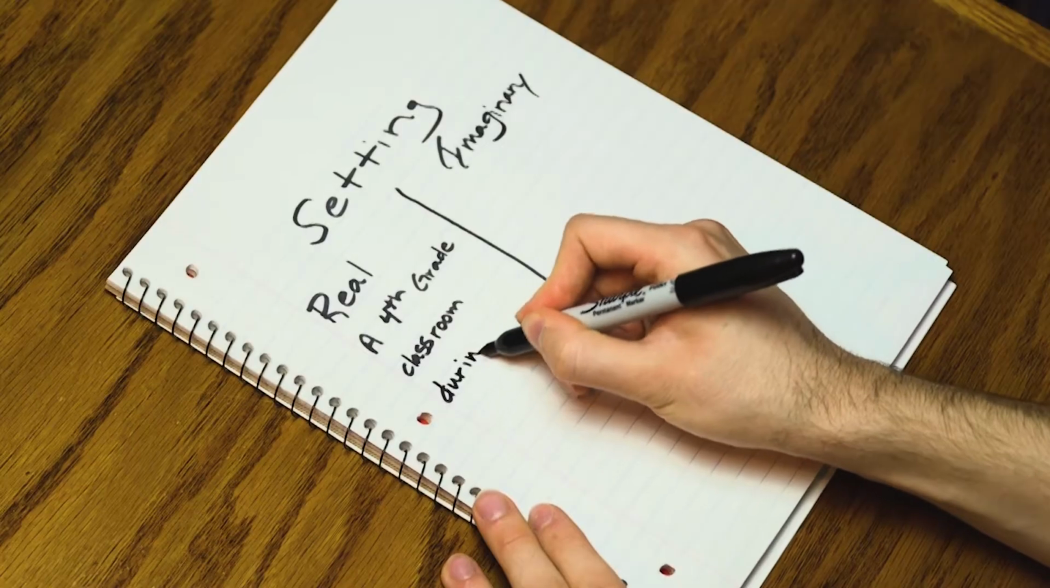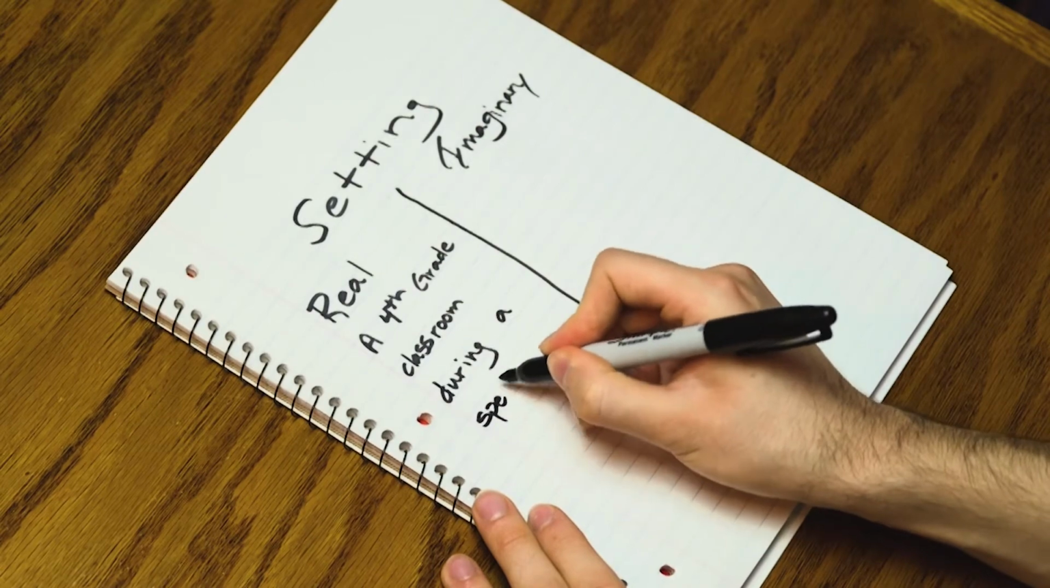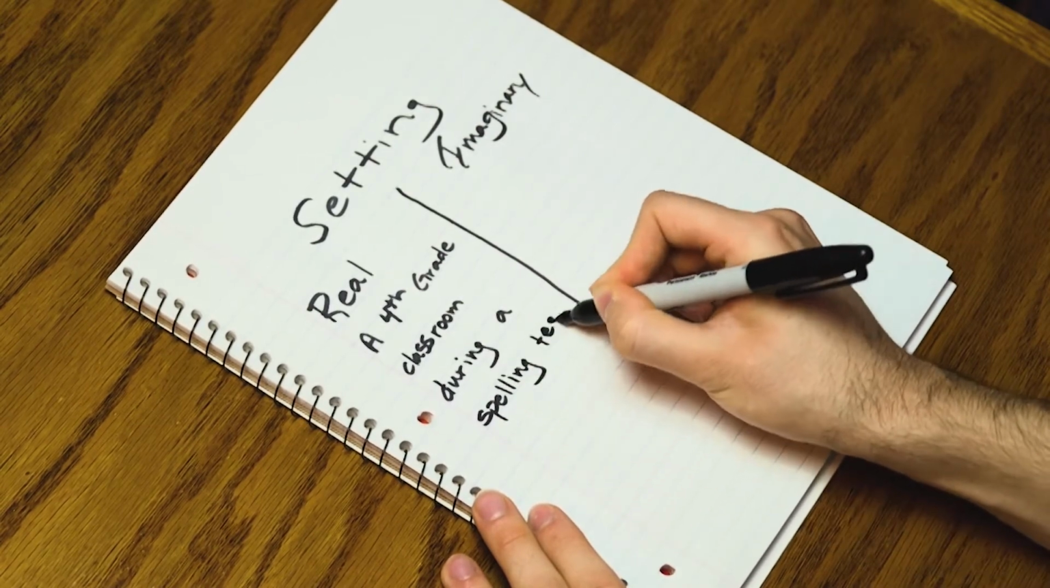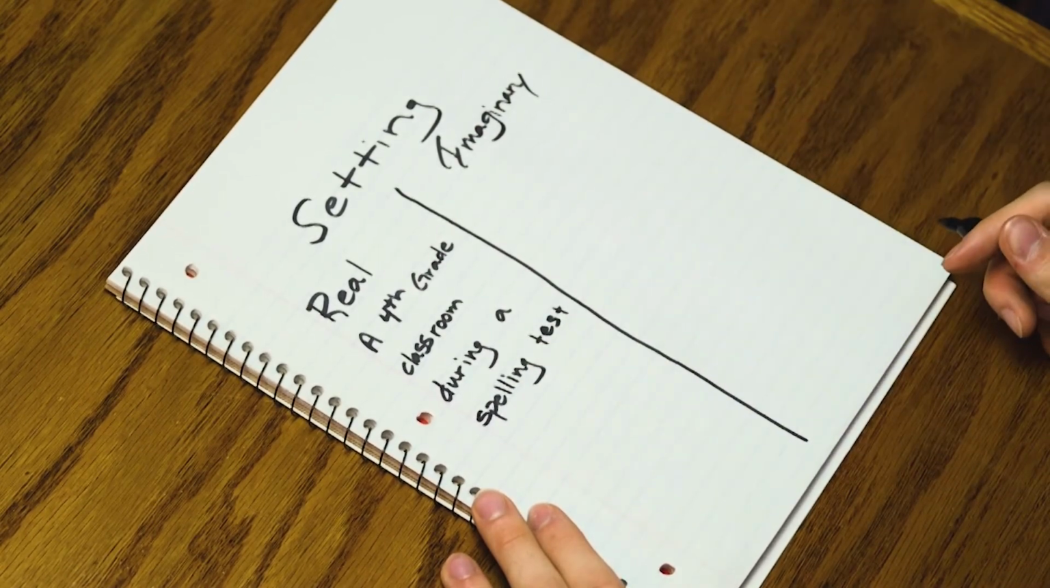Let's start with a real setting. A real setting can be anywhere you could think you could go in the world. For example, a 4th grade classroom in the middle of the day during a spelling test. See how that tells us where we are, a 4th grade classroom, and when we are, in the middle of the afternoon during a spelling test. A good setting has both where and when.